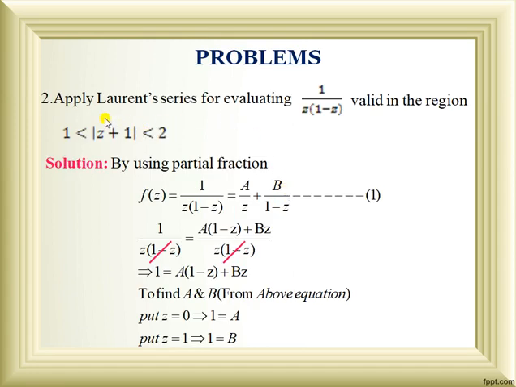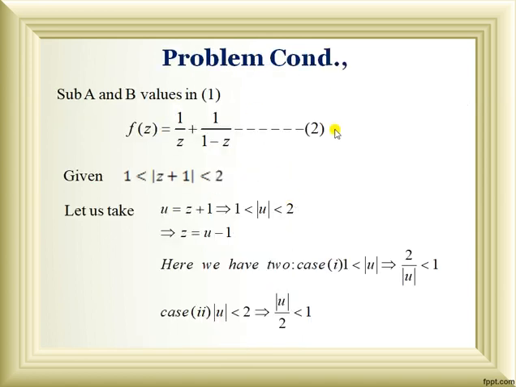Let us move on to the second category. Apply Laurent series for 1 by z into 1 minus z in the region 1 less than modulus of z plus 1 less than 2. Here also we are having more than one factor. Using partial fraction and taking LCM in the RHS side, both the denominators getting cancelled, I will get 1 is equal to a into 1 minus z plus b into z. Finding a and b, put z equal to 0, I will get a is equal to 1. Put z equal to 1 in this particular equation, I will get b is equal to 1. Replace a and b in equation number 1. Equation 1 becomes f of z equal to 1 by z plus 1 by 1 minus z.